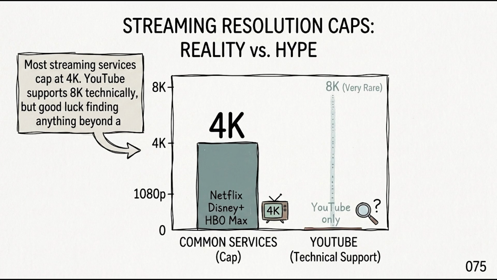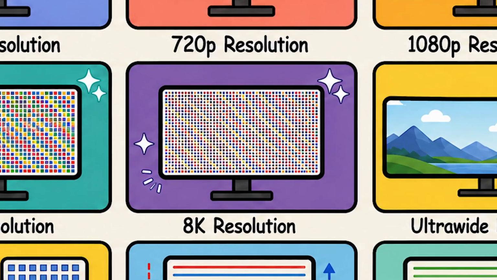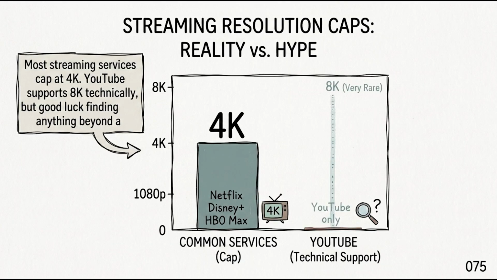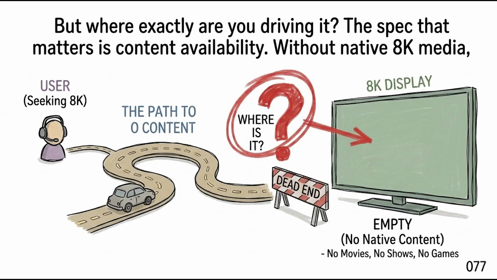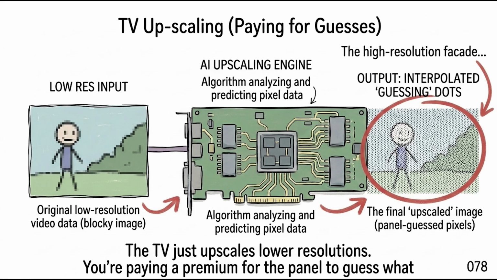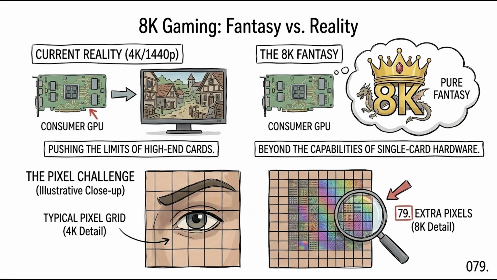Most streaming services cap at 4K. YouTube supports 8K technically, but good luck finding anything beyond a few nature demos. It's like buying a car that does 300 miles per hour. Impressive on paper, but where exactly are you driving it? The spec that matters is content availability. Without native 8K media, the TV just upscales lower resolutions. You're paying a premium for the panel to guess what extra pixels should look like.